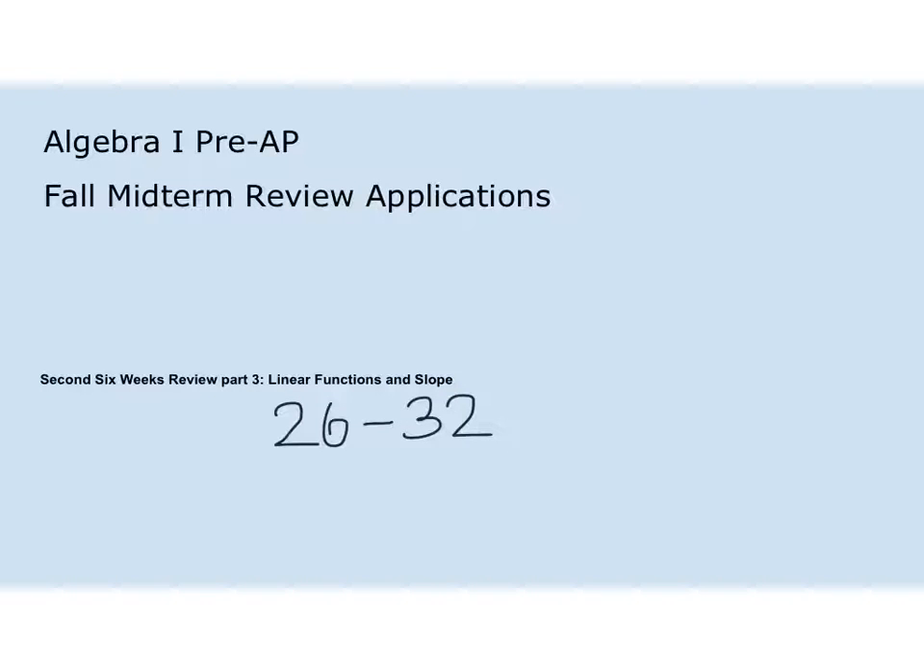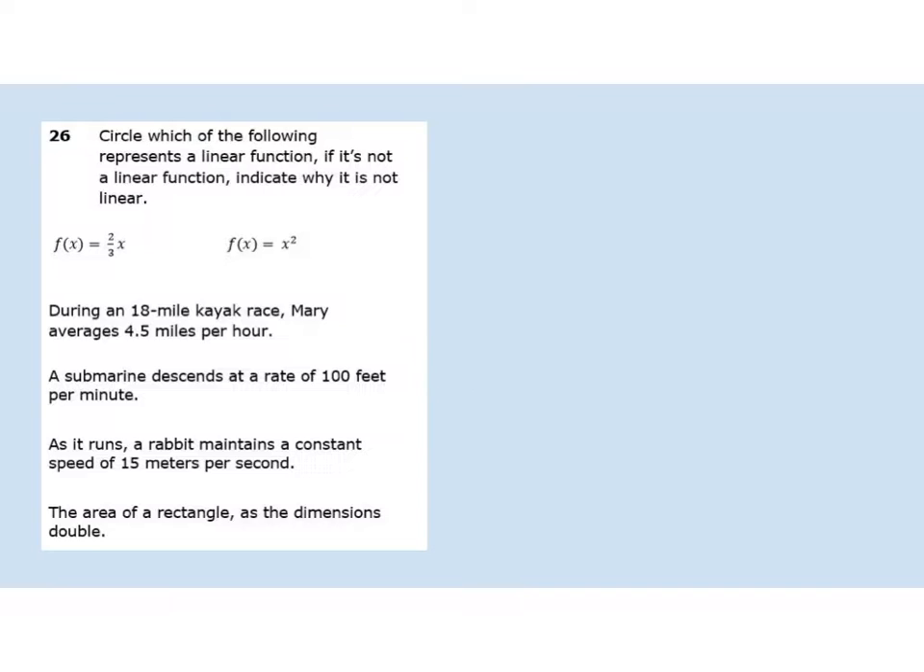So in this video, we're going to be going over questions 26 through 32 off the review. Question 26 is asking us to circle which of the following represents a linear function, and if it's not a linear function, indicate why it's not linear.